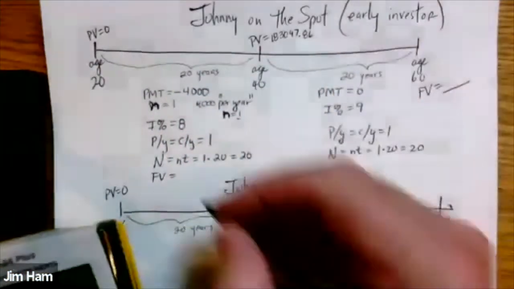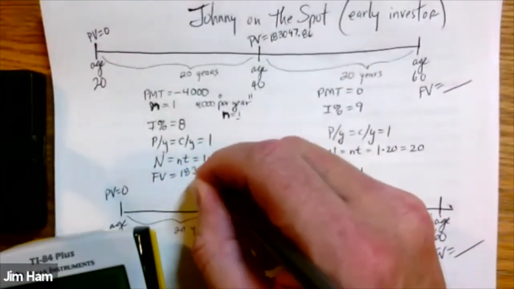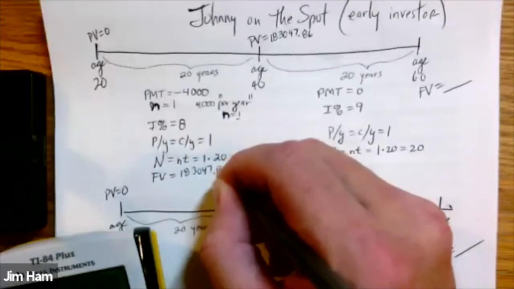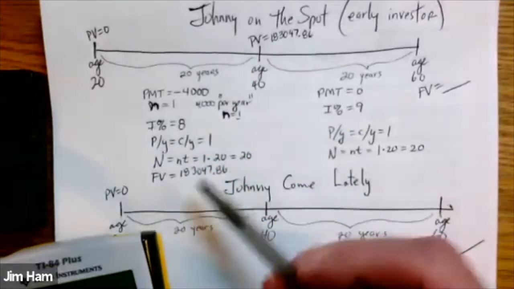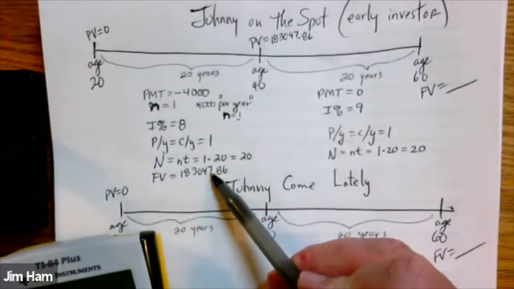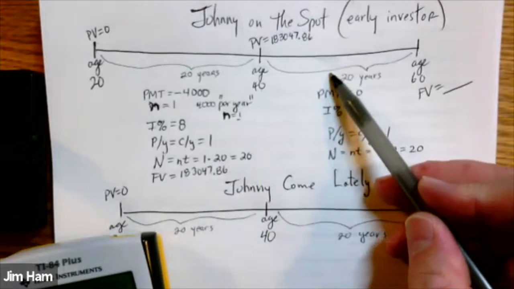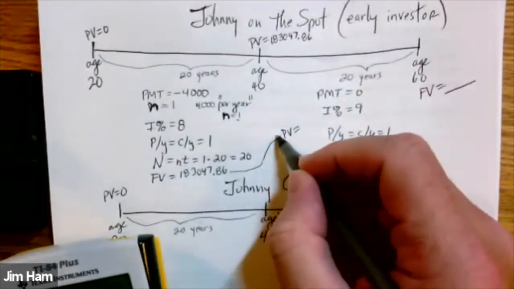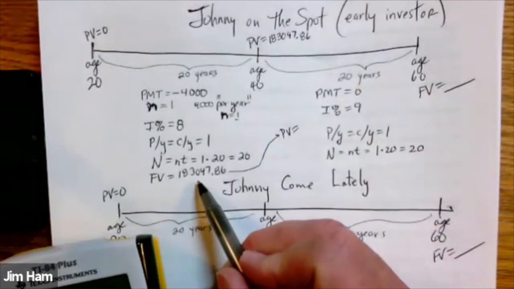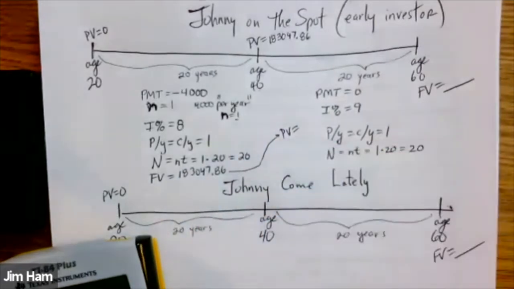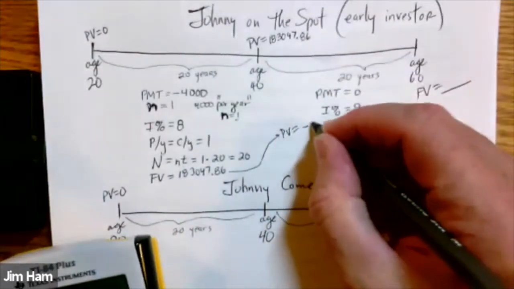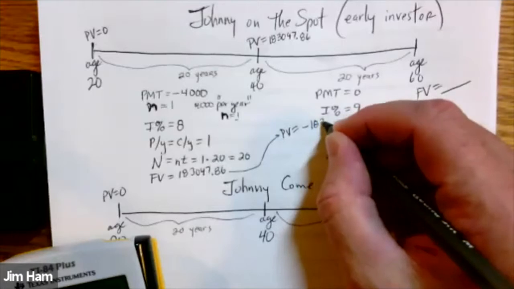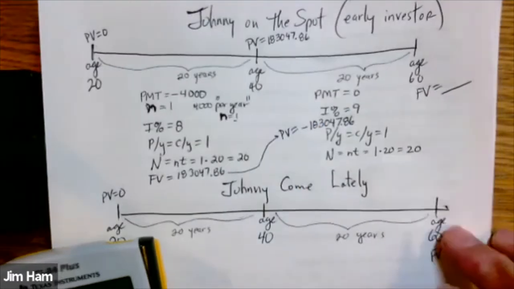So let me write this down. This 183,047.86 is the future value here, but then we're going to turn around and invest it here. So the present value here becomes what the future value was at the end of the first 20 years. So what we're going to do is take this amount and put it in as a negative, because again, we're investing it. And let's go to the second part of the problem.